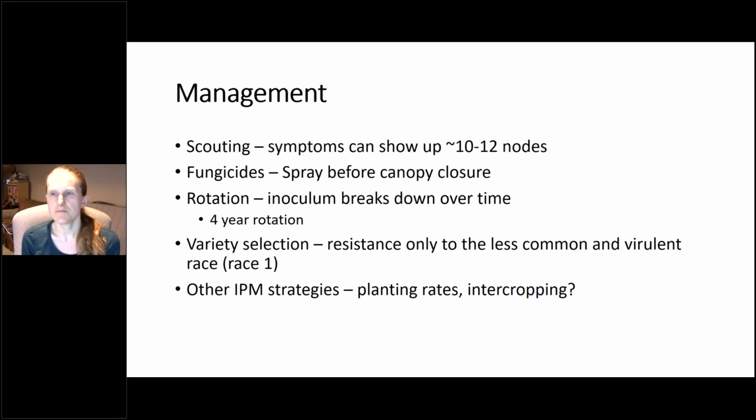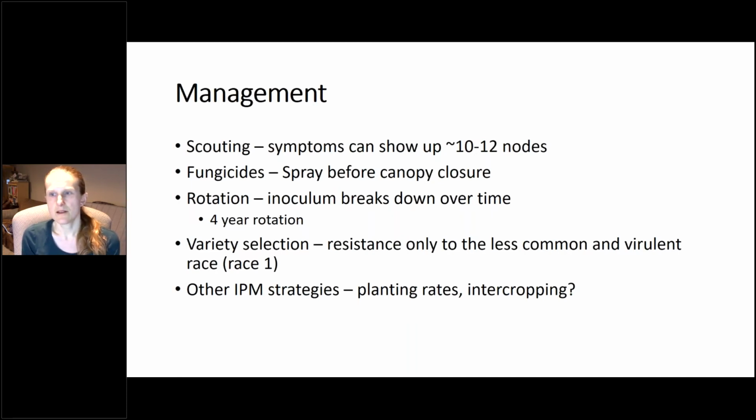The other management strategies are things that you really need to do before planting, so be thinking about this time of year, such as rotation. It's not as bad as what we heard in the last talk with 6 to 8 years for Aphanomyces root rot, but still a 4-year break is recommended to give the residue time to break down and the pathogen time to die.